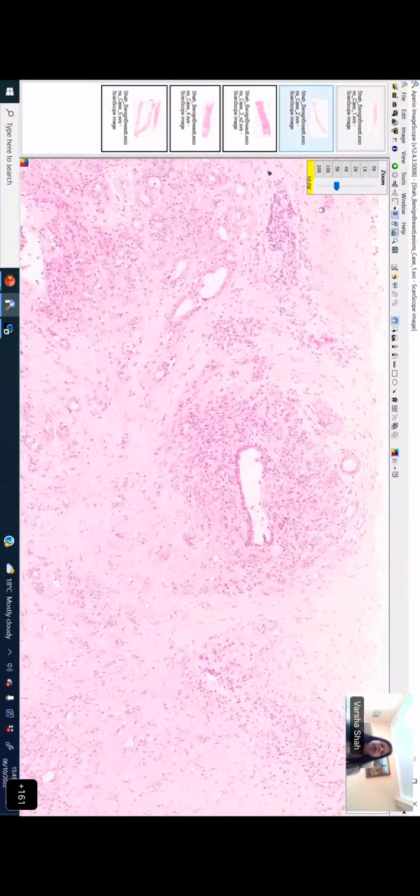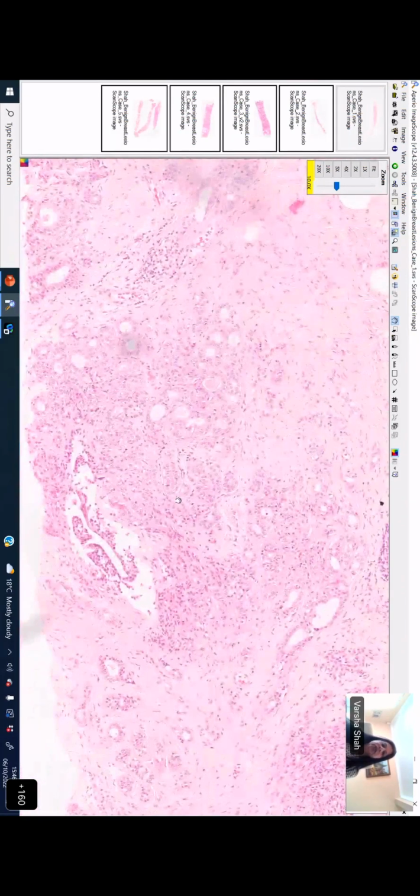Under low power, it's got a nice lobular architecture. So it's lobulocentric proliferation, right? And then you said there are spindly looking cells. So what are those cells likely to be? They're likely to be myoepithelial cells because there is sclerosing adenosis going on here. So these areas are all sclerosing adenosis, but the nodular architecture is maintained. And then here again, you got the sclerosing adenosis, but within it you are getting a little bit of epithelial, immature apocrine type metaplasia.